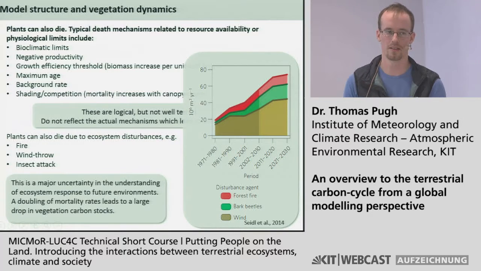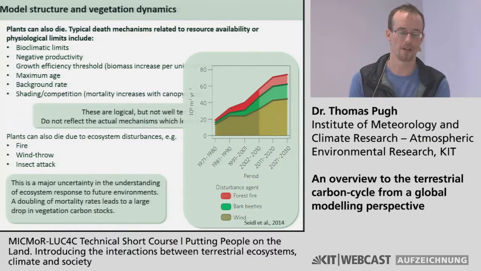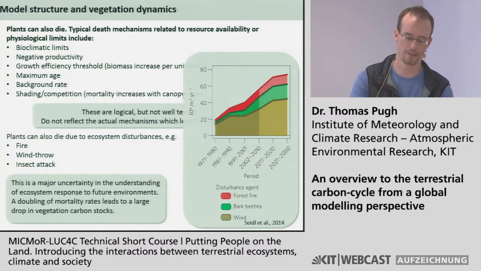So there's now some evidence that these disturbance rates are not just important for turnover, but they're also increasing with climate change. And this is a major uncertainty that we don't really have a proper handle on in the system yet.